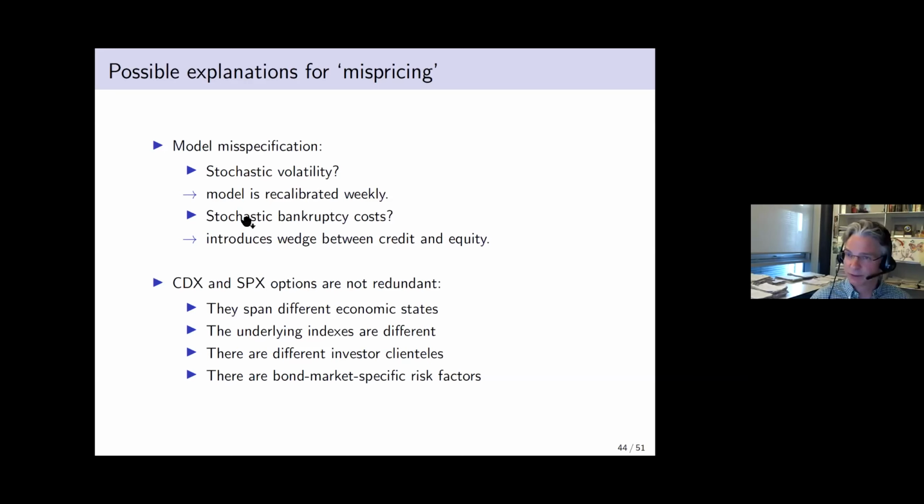So stochastic bankruptcy cost, for example, might be one idea. There might be other reasons why CDX and SPX are not redundant, right? You might think that the options actually span different economic states, right? It's not clear that the two strike ranges that I've shown you are comparable, because one is a strike in terms of the credit spread, and the other one is a strike range in terms of the stock price. It might be that the two underlying baskets are quite different. Or it might be that these two products have different investor clienteles, or there are different bond market specific risk factors. So let me try to at least give you some idea about the first two.